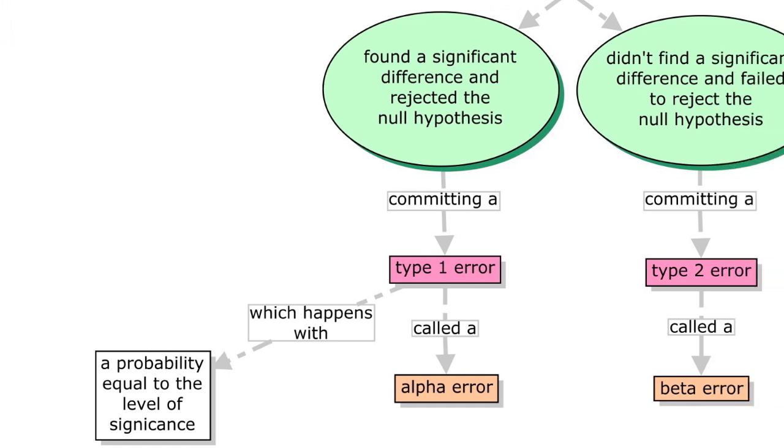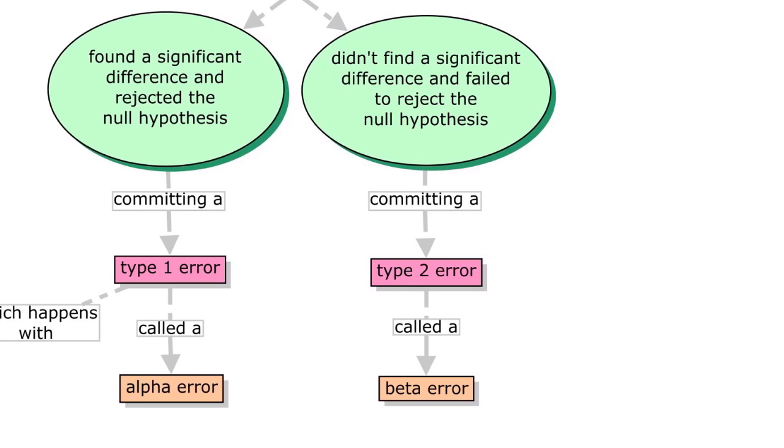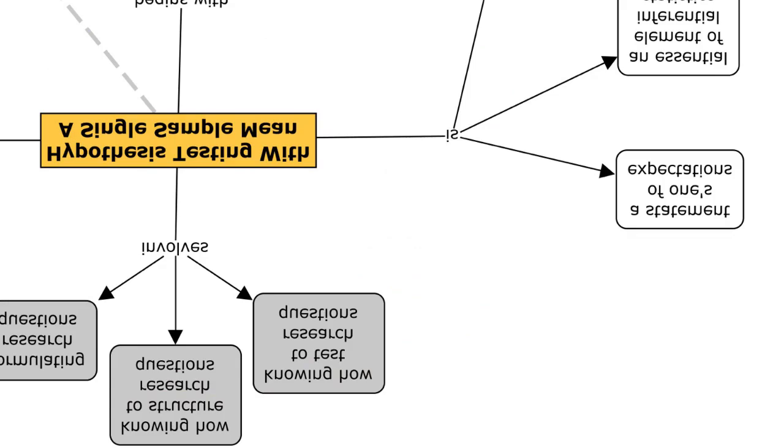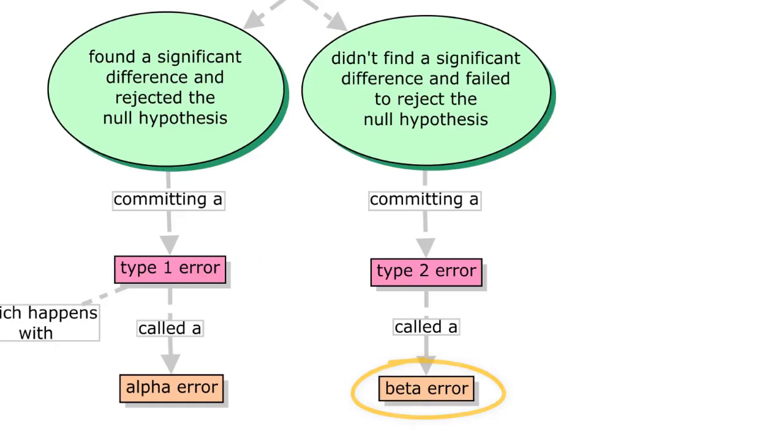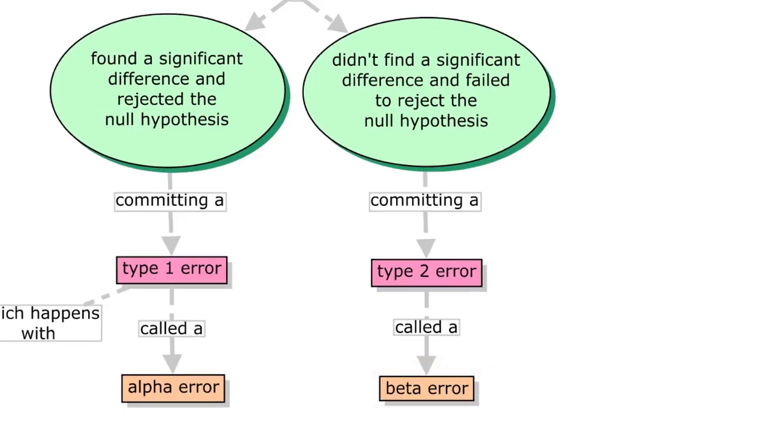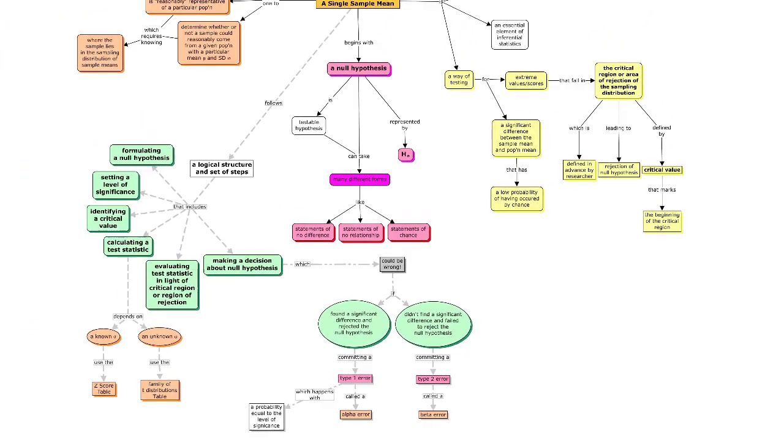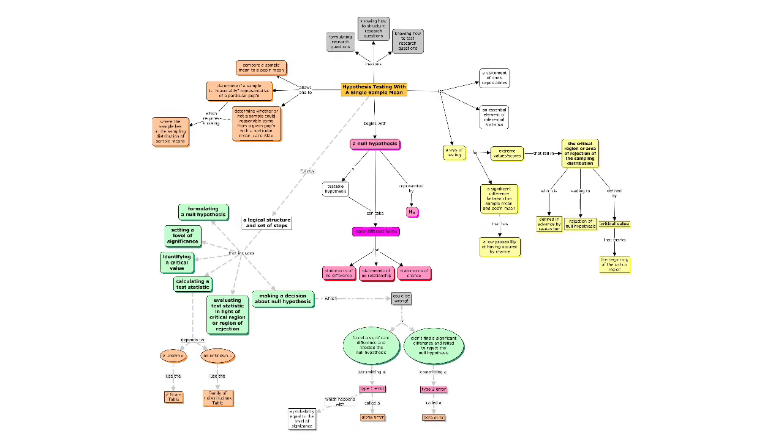We could also be wrong if we didn't find a significant difference and failed to reject the null hypothesis. In other words, if we did not find a significant difference between the sample mean and the population mean when we should have. In this case, we are committing a type 2 error, and this is sometimes called a beta error.